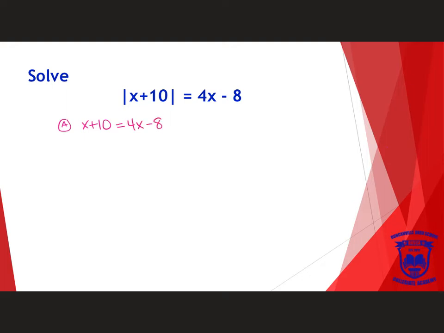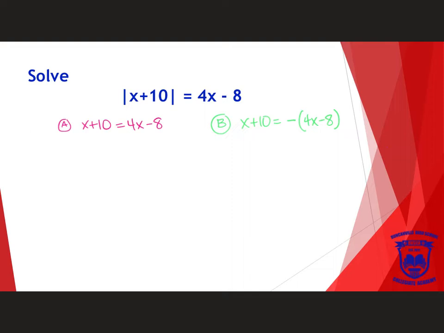That's going to be my distance on one side of 0. My second equation then is going to be x plus 10 is equal to negative 4x minus 8, right? Because think about it. Absolute value talks about the distance from 0. My distance from 0 on the right is going to be 4x minus 8. My distance from 0 on the left is going to be negative 4x minus 8. So I have to put that negative in front of the whole thing to demonstrate my distance on the left.